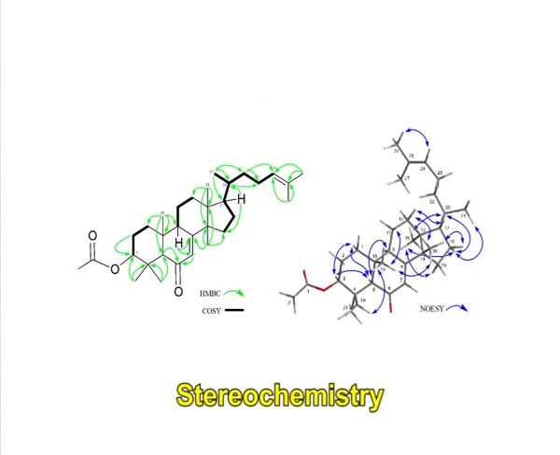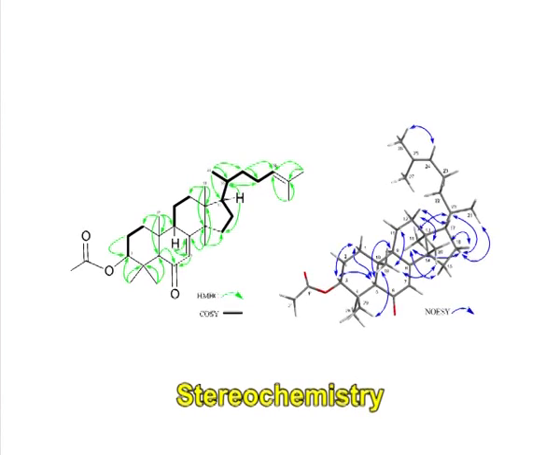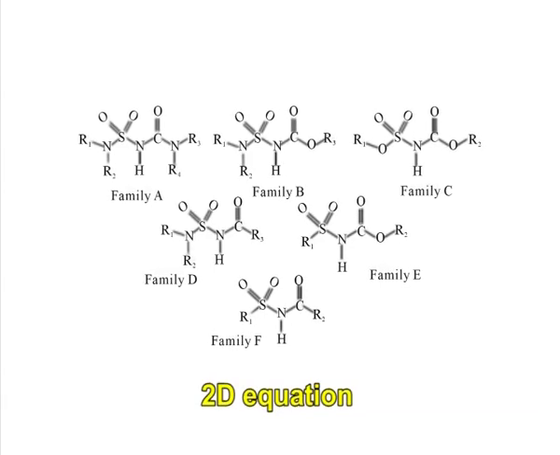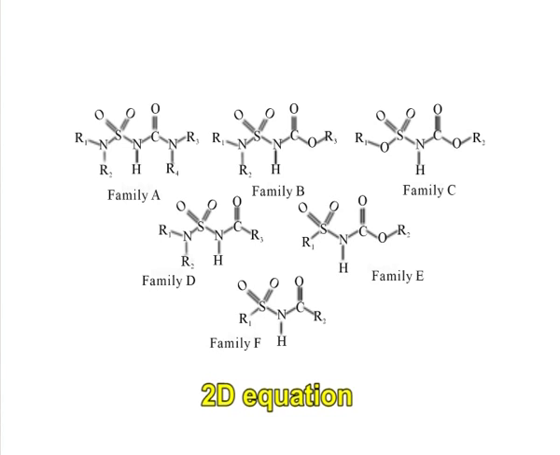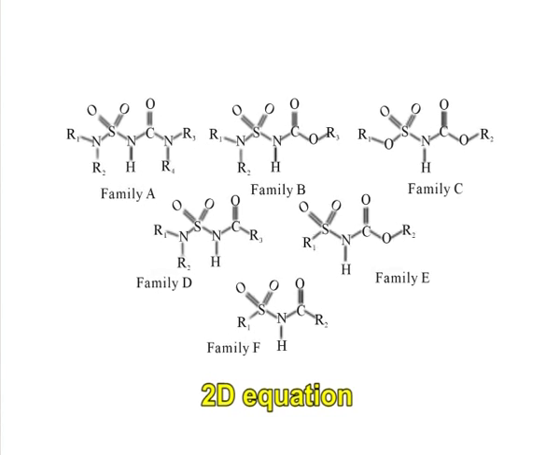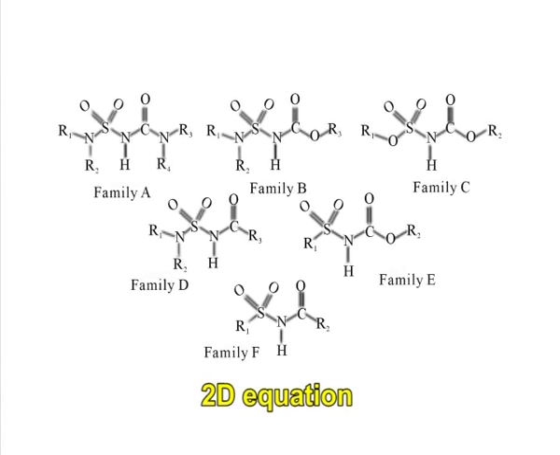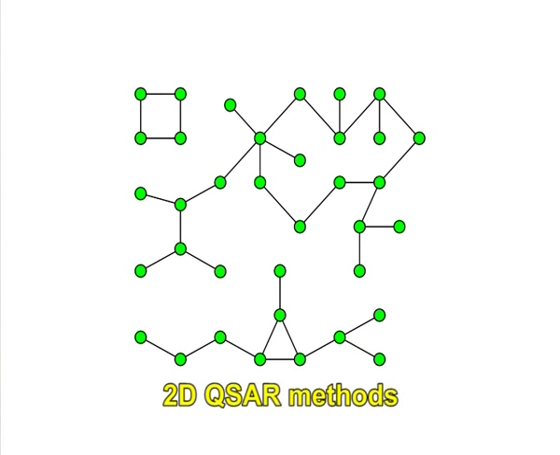Sometimes there is a high risk of chance correlations, and also of poor predictions. There is no graphical representation of results in 2D QSAR. A 2D equation will not rightly suggest new compounds to design. In order to interpret the equation, one should have knowledge of substituent constants in physical organic chemistry. 2D QSAR methods are based on graph theoretical indices.